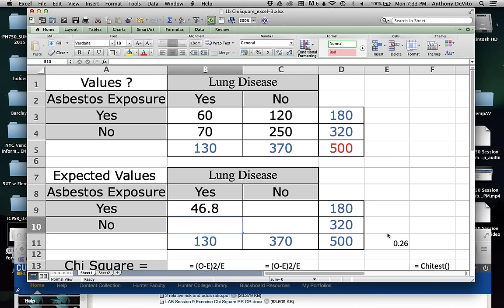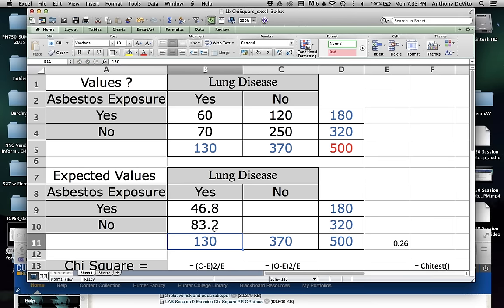I would expect 46.8 people to get it. Obviously, it's not an even number. You would never get that exact value, but that's what I would expect. Well, how about the 320 that were not exposed to asbestos? If I expected them to get it at the same rate as the whole population, I would expect this many cases, 320 times 0.26, or 83.2 people.